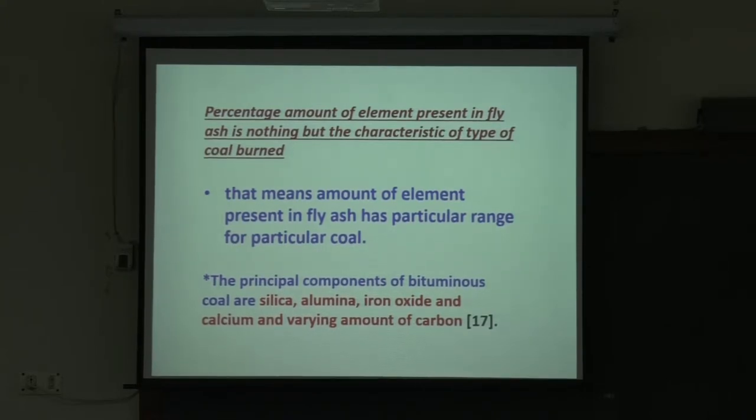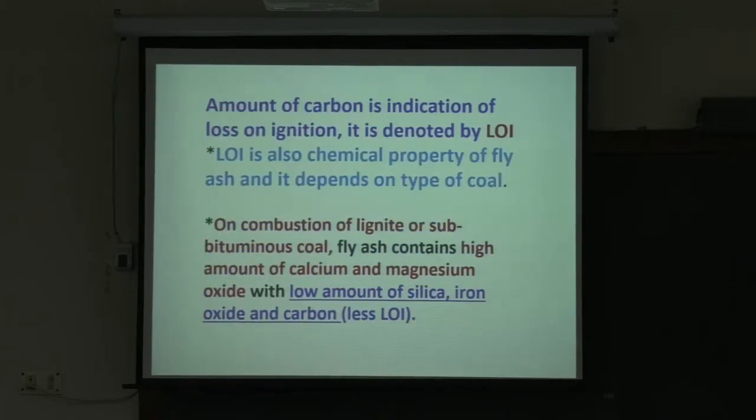Now, the principal components of bituminous coal are silica, alumina, iron oxide, and calcium, and varying amount of carbon. So, amount of carbon is an indication of loss on ignition. It is denoted by LOI.